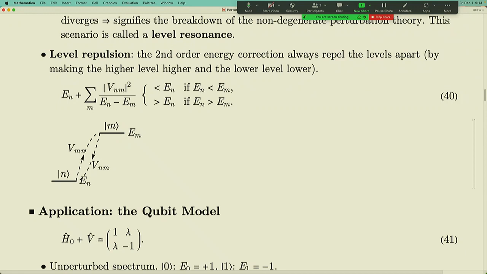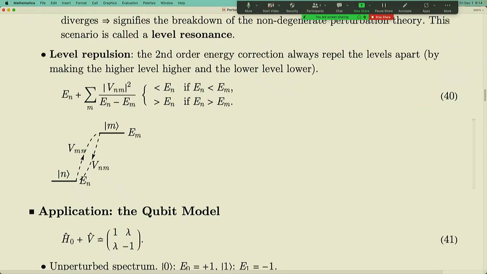And you can see in this case, the numerator |V_MN| squared is always positive, but the denominator can be either positive or negative depending on whether n is greater than m or smaller than m. So let's assume that E_n is smaller than E_m, which is the case that I draw in this picture. Then E_n minus E_m is negative, so the whole thing is negative. If you want to compute the correction received by the E_n level, after correction this energy will be less than E_n, meaning that the level was originally here, but after the second order correction, it will go to a more negative value, basically be pushed down.